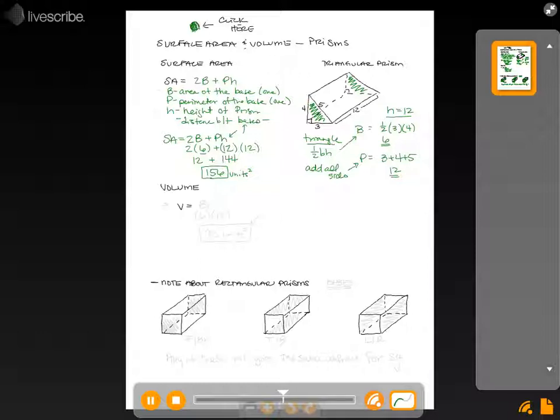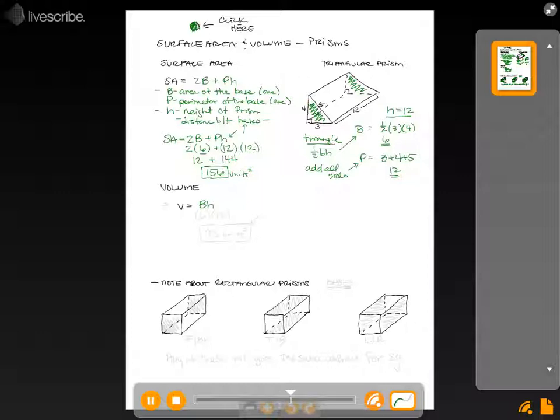Now, the volume of a prism, its formula is big B times H. And they're the same as they are up here. Big B, again, is the area of the base. H is the distance between bases. This will tell us how much space there is inside of this three-dimensional object.